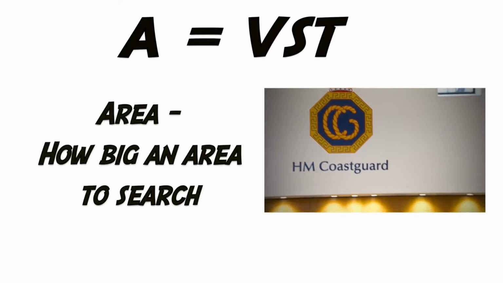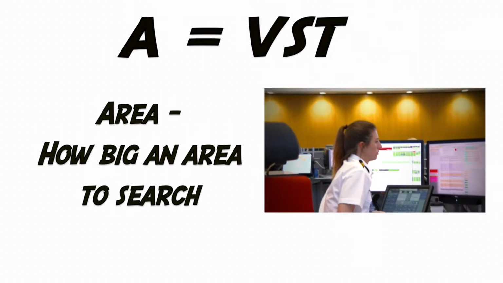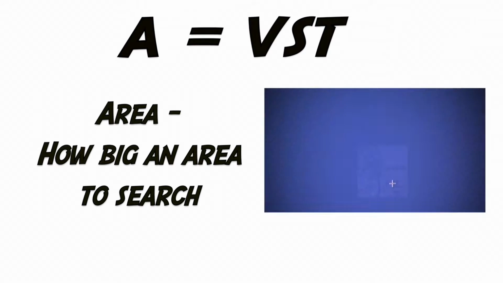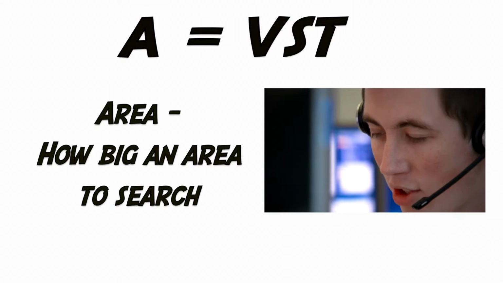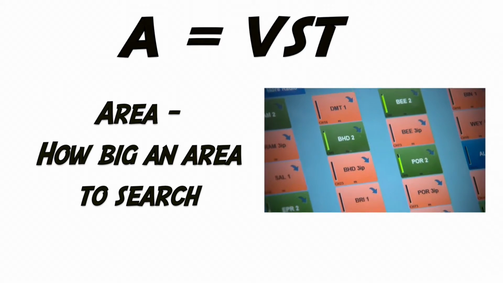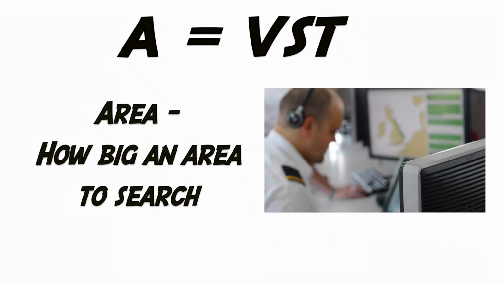But how do we work out this route that the lifeboat and helicopter should take? A equals VST. A is for area. This is the size of the area that we need to be searched. This takes into account drift rates, wind speed, tidal patterns and surface water current. All of these have an impact in helping find you.